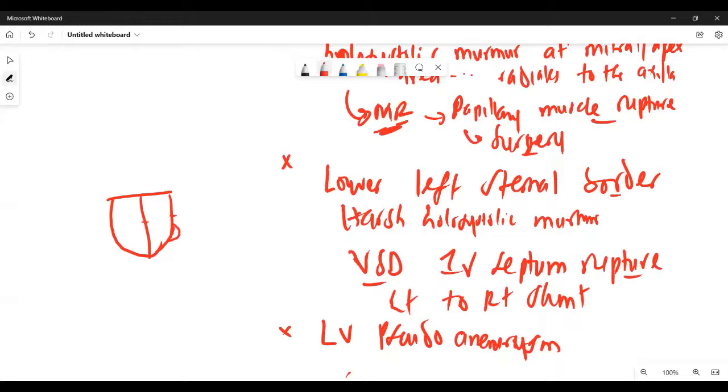So the most important thing is to remember the complication that could occur. That's when there's high risk for rupture. And don't forget, somebody just asked me, sometimes on the exam, they may not call it holosystolic, they may say pansystolic. Both of them mean the same thing. Basically, it means a murmur that occurs throughout the systole, right?